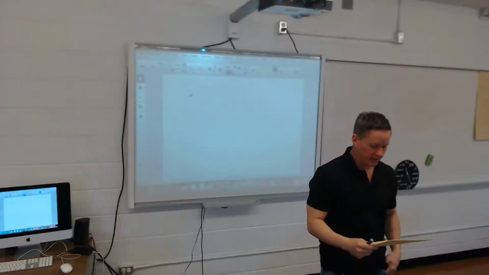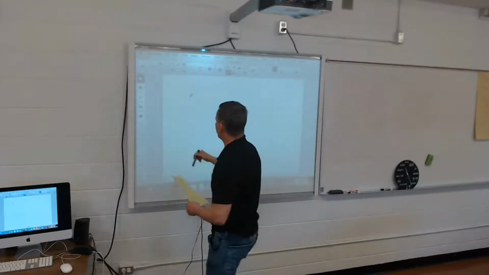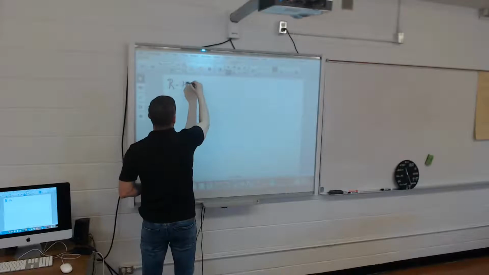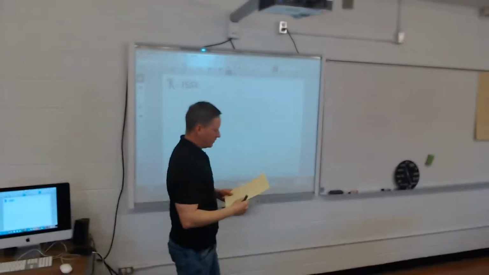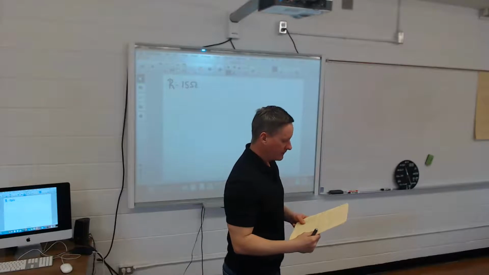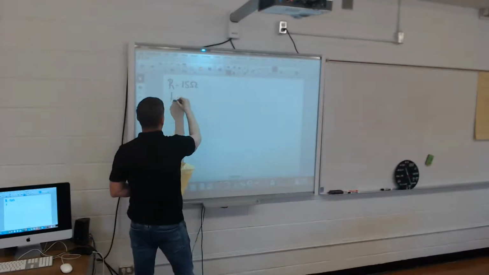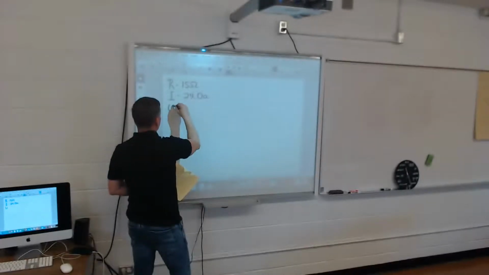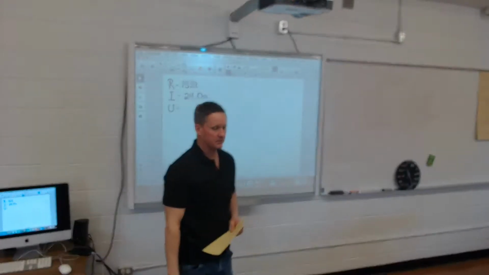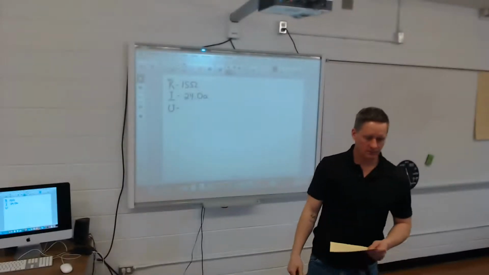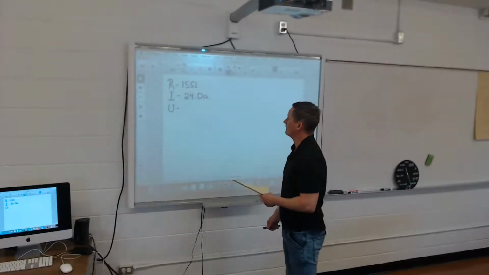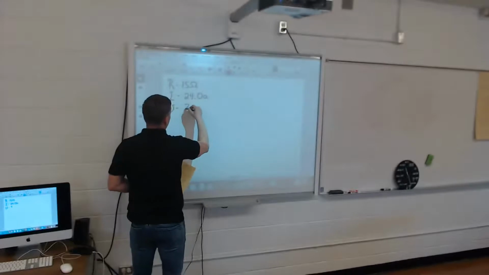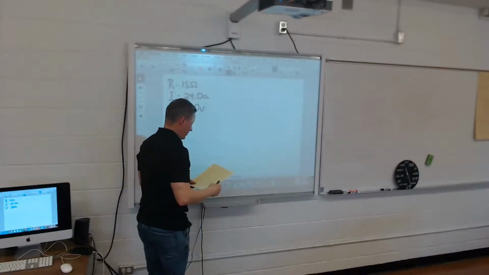An electric heater has an element resistance of 15 ohms. So I've got a heater that has an element of 15 ohms, when connected across a source of EMF that draws a current of 24 amps. What is the potential difference across the heater? All right, so that's straightforward using Ohm's law. I times R, 15 times 24. That gives me my potential difference, 360 volts.